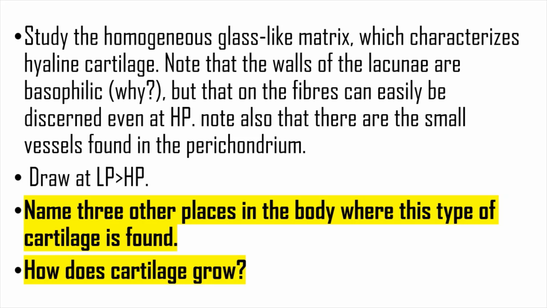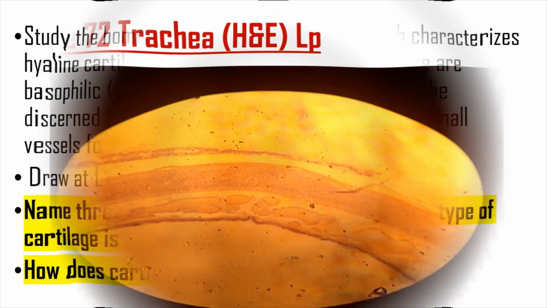How does cartilage grow? So there are 2 types of growth for cartilage. You've got apposition, growth by apposition, where you are growing from the outside to the inside, and you have what we call interstitial growth. So I've given you answers to this. Let's look at the slide.